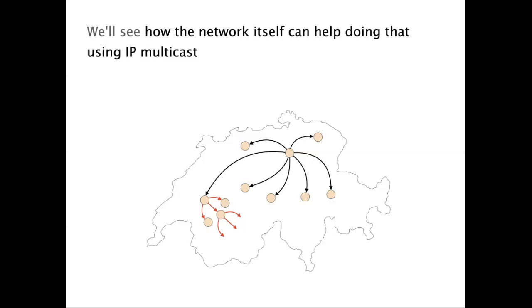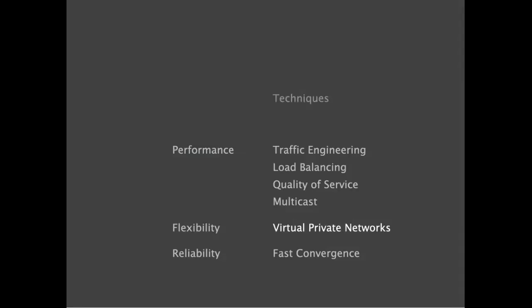All right. So these are the techniques we'll see together for performance. So we'll see traffic engineering, load balancing, QoS, and IP multicast. So the next topic will be about flexibility. And here we'll see together how we can virtualize a network infrastructure. So let me explain a little bit what I mean by virtualizing a network infrastructure. And let me speak about virtual private networks.